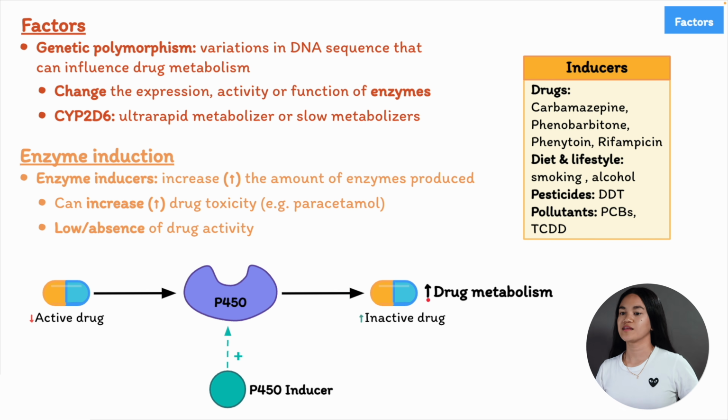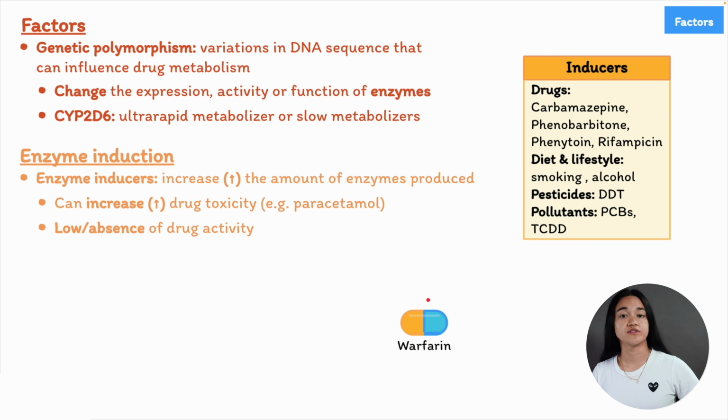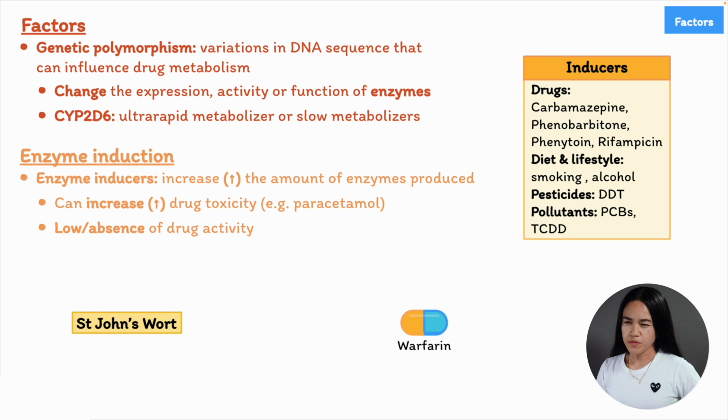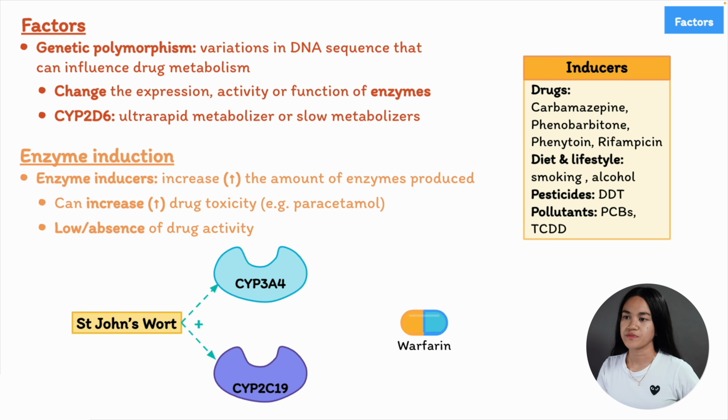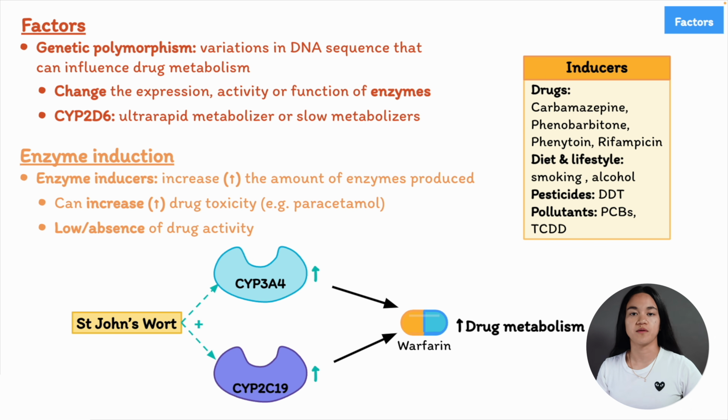Okay, let's look at an example. What happens if a patient taking warfarin is also taking the complementary medicine St. John's wort? The complementary medicine is an enzyme inducer of both CYP3A4 and CYP2C19. That means that taking this complementary medicine will cause the body to produce more metabolic enzymes, especially these two CYP enzymes right here. In the case of warfarin, that means it will be more metabolized, or metabolized faster, because we have more enzymes to metabolize the drug.